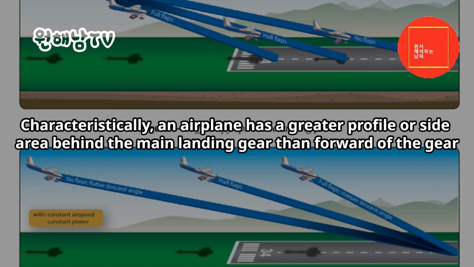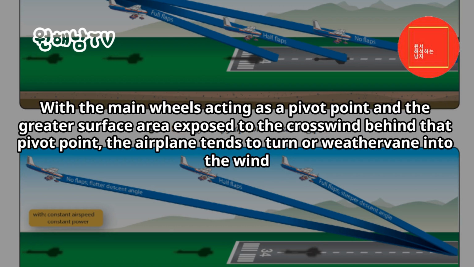Characteristically, an airplane has a greater profile or side area behind the main landing gear than forward of the gear. With the main wheels acting as a pivot point and the greater surface area exposed to the crosswind behind that pivot point, the airplane tends to turn or weather vane into the wind.